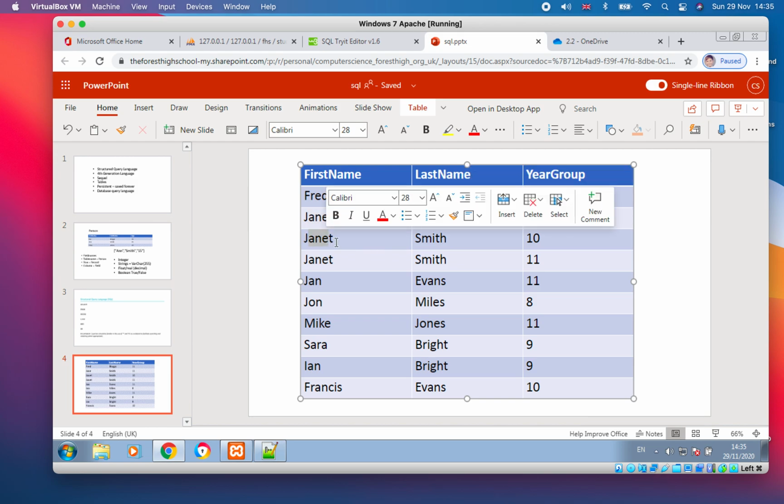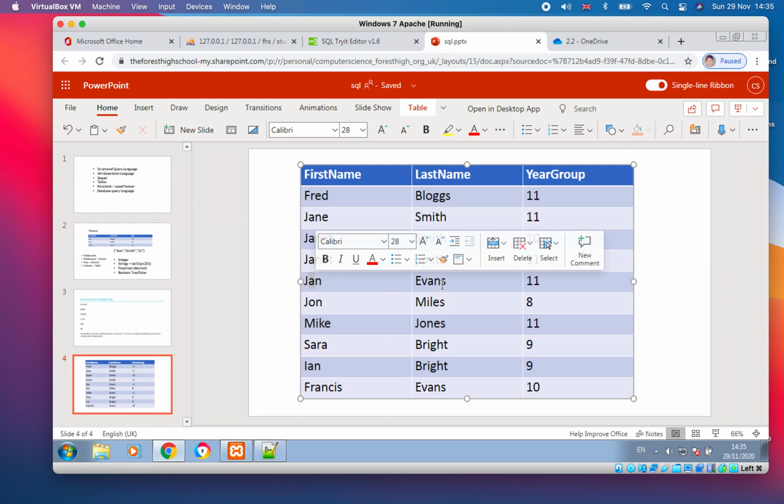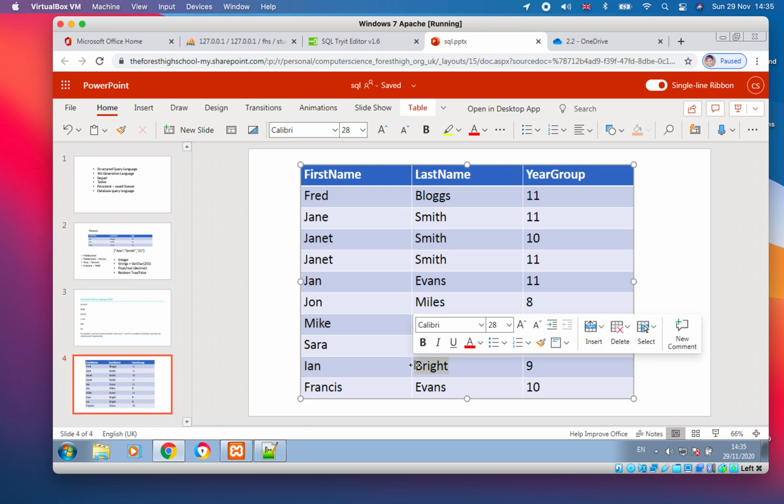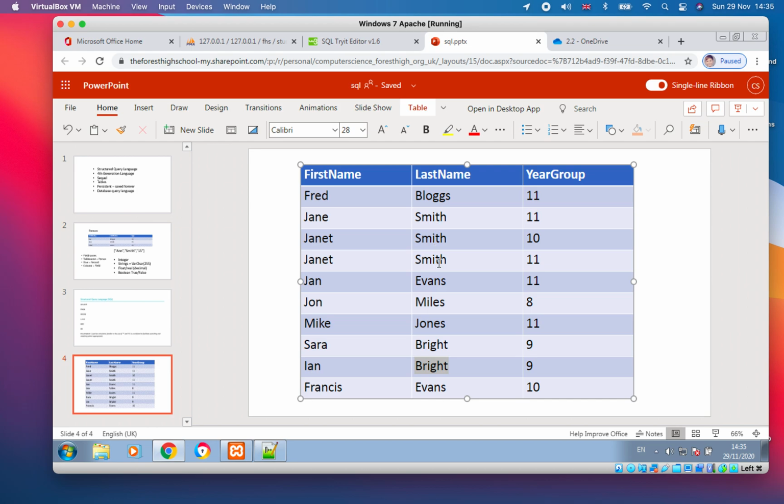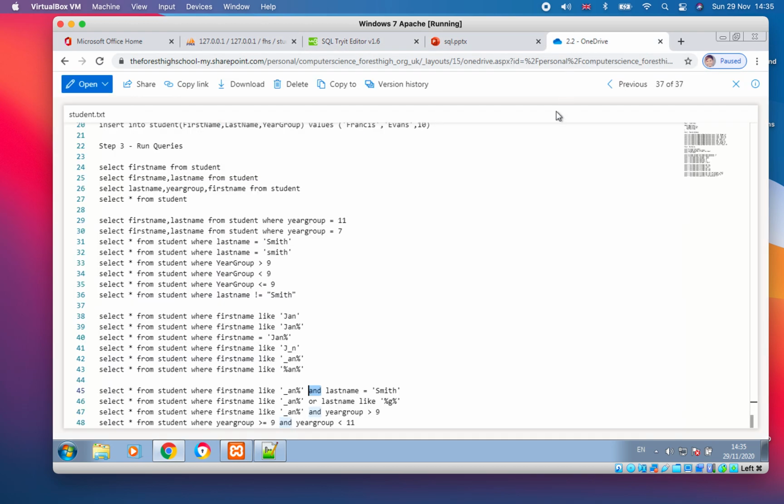We had Janet and her last name is Smith. So she should appear in the results. Janet and Smith. So she should appear in the results. We had Jan, but her surname's Evans. So she shouldn't appear in the results. Then we had Ian down here, but his surname is not Smith. So he shouldn't appear in the results. So we should just have these three Smiths: Jane, Janet and Janet. So let's try that query.